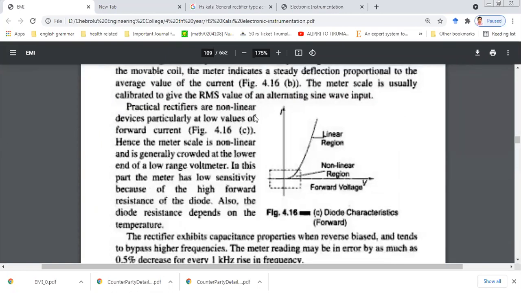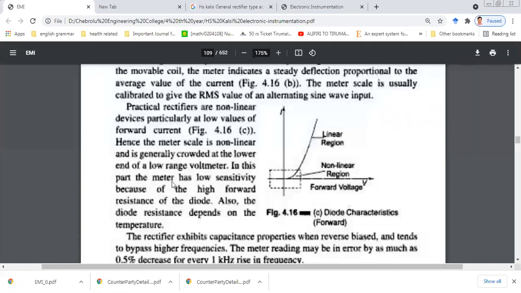Practical rectifiers are non-linear devices. Practically, at low values of forward current, as all of you know from the diode's characteristics, when the diode is in forward bias, initially it is in the non-linear region. After that, for higher values of voltage, it produces the linear region. Hence the meter scale is non-linear and is generally crowded at the lower end of the low range voltmeters.